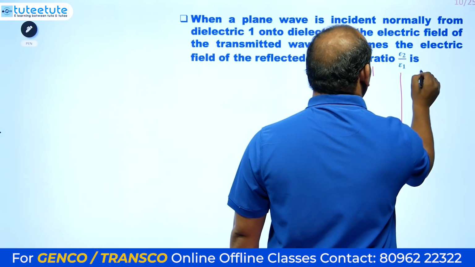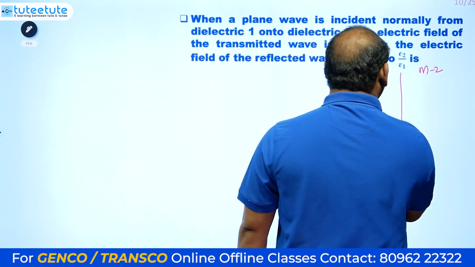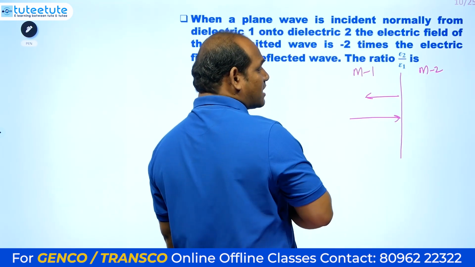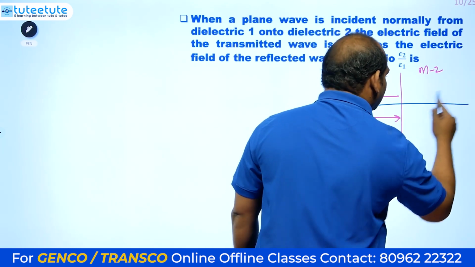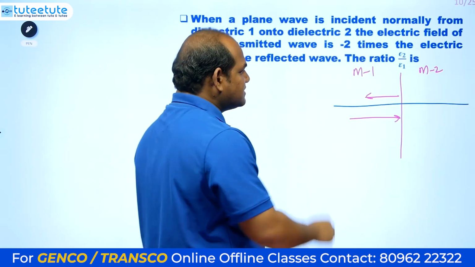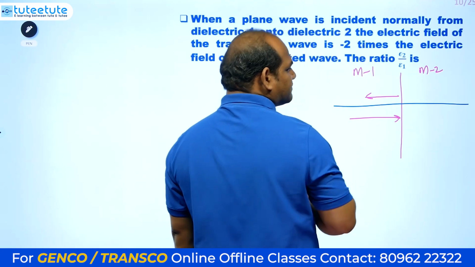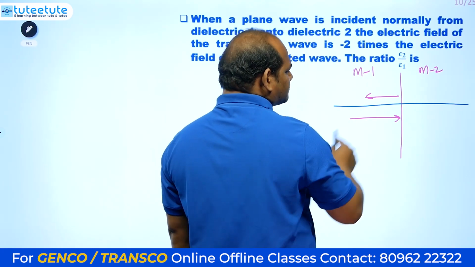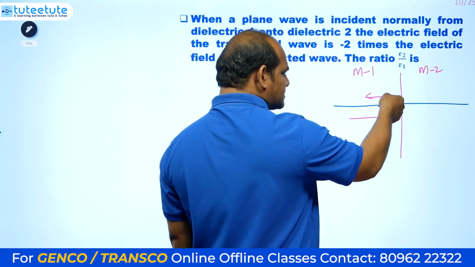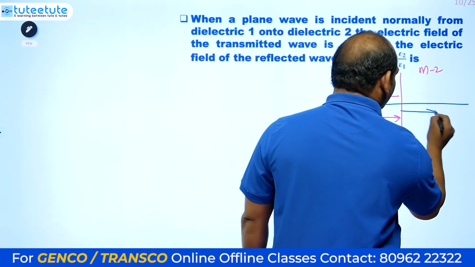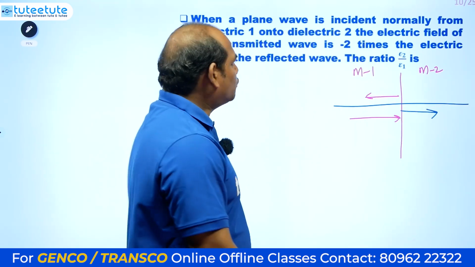Medium 1, medium 2, and here they have mentioned normal incidence. So the wave is incident normally, that is, parallel to the normal to the interface. This is the normal to the interface. We have the wave incident like this. Then because of the impedance mismatch, some part of the wave will be reflected back and some part of the wave will be transmitted into medium 2.